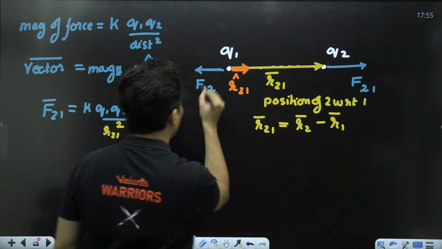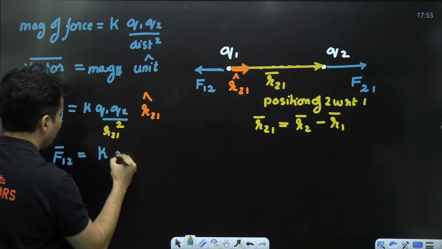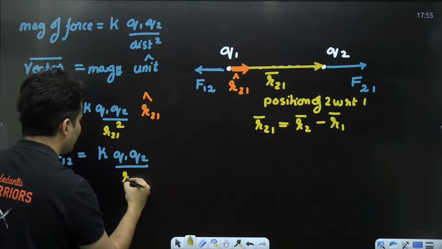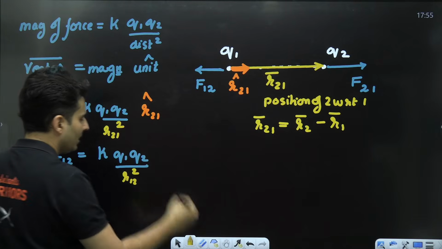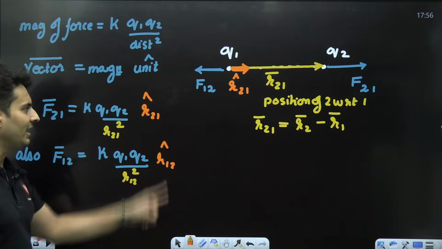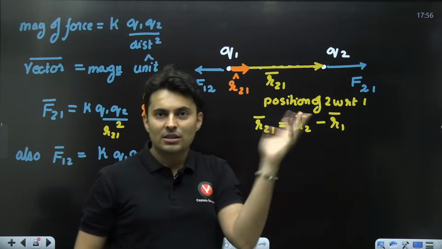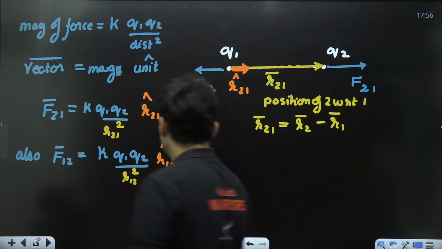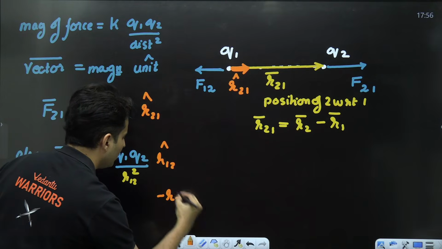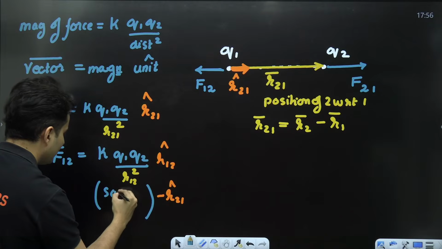Alternatively, if somebody asks me what is F12, F12 will be the same thing. It will be K Q1 Q2 divided by the distance square. Now whether you write R21 or R12, it's one and the same thing, R12 square, and here it will be nothing but R12 hat. Just like R21 and R12, the order will change. Think about it. This thing over here technically is negative R21 hat. Everything else is the same. The magnitude is the same.